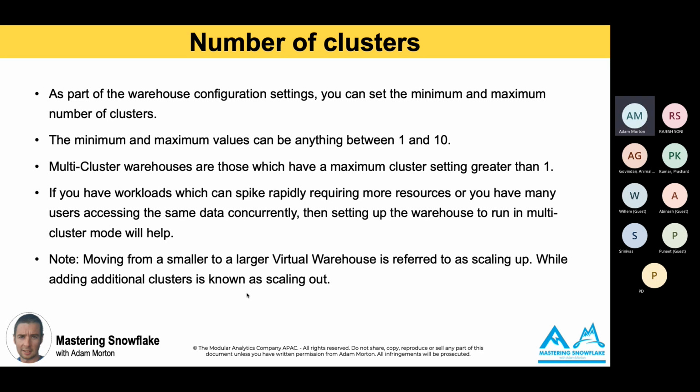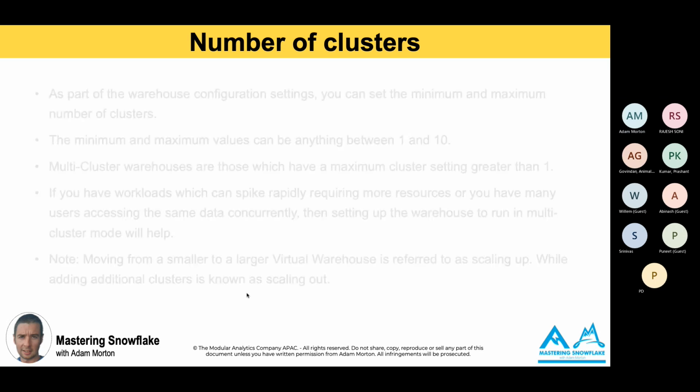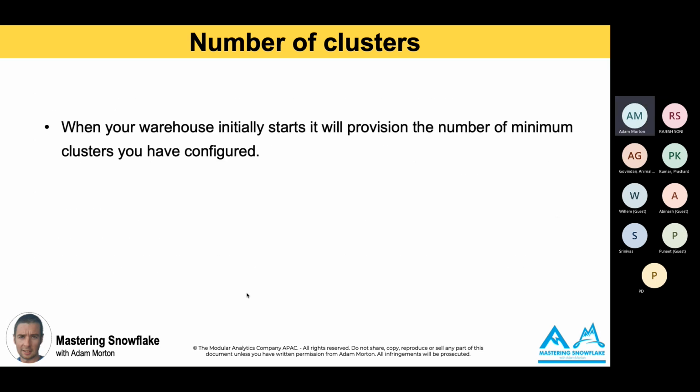Just a quick note again with the certification piece, the SnowPro Core. When you move from a smaller to a larger virtual warehouse, so changing your t-shirt size from small to medium or medium to large, that's known as scaling up, because you're effectively scaling the amount of CPU and RAM within the virtual warehouse size you're choosing. Whereas Snowflake adding additional clusters in this multi-cluster scenario is known as scaling out. So remember that if you're looking to do the certification, keep that in mind.